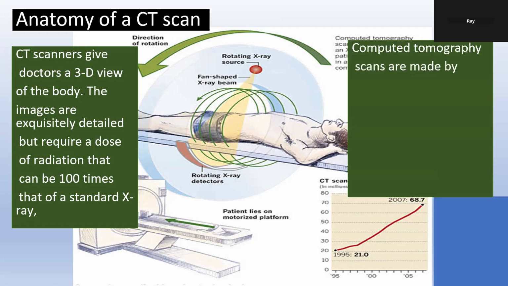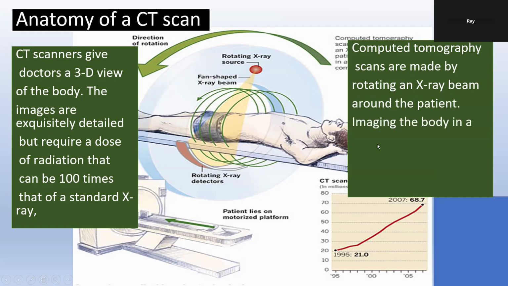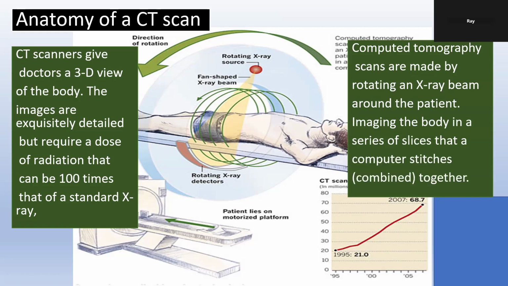Computed tomography scans are made by rotating the X-ray beam around the patient, imaging the body in a series of slices that the computer stitches or combines together. That's why you need a computer. Without a computer, you will not be able to do a CT scan.